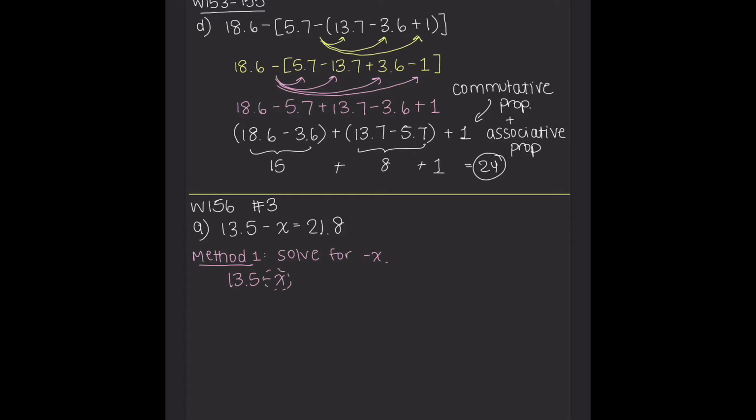If I now pretend that minus x is my variable, I'm almost done solving for it. I just have to subtract 13.5 from both sides. So I have minus x is equal to 21.8 minus 13.5. If we do the subtraction, we get 8.3. Now, if minus x is 8.3, then x has to be the opposite of 8.3, which is minus 8.3. So that's one way where you block off minus x, solve for it first, and then just flip a sign at the very end.